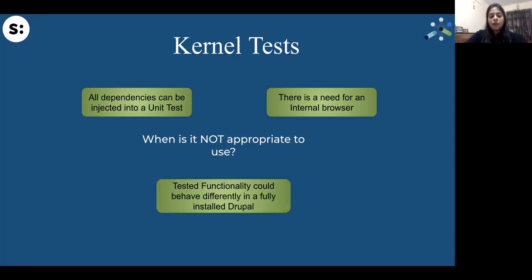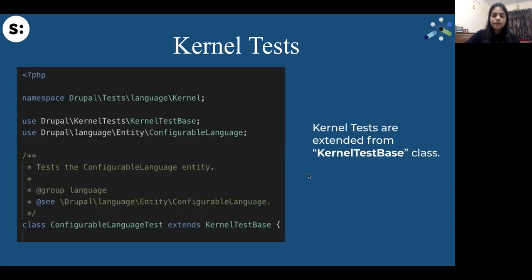Okay, so when is it not appropriate to use them? If all dependencies can be injected into a unit test, or if browser interaction is required, then you should not write a kernel test. And if your tested functionality could behave differently in a fully installed Drupal, for example if you have four or five more modules installed and this functionality can behave differently there, then you should not use kernel tests. For that case, you should go for functional tests.